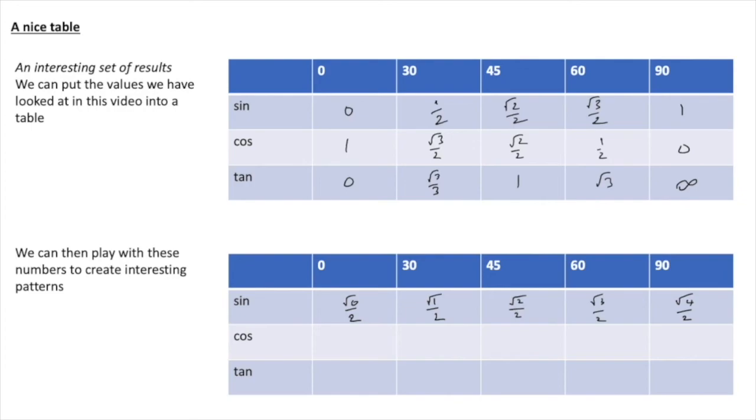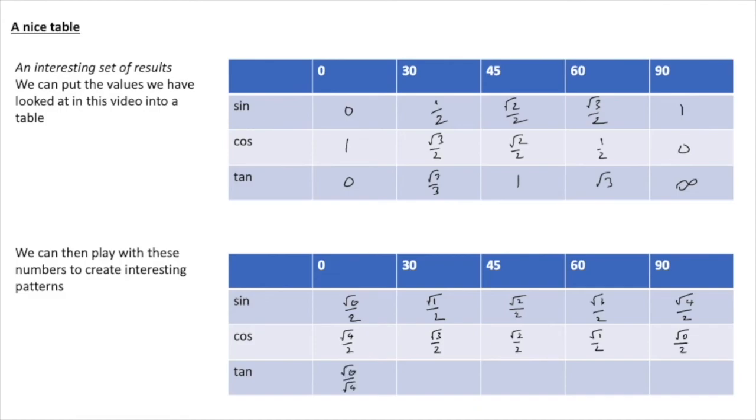So we have root 0 over 2, root 1 over 2, root 2 over 2, root 3 over 2, root 4 over 2. And this is included really as an interesting pattern or an interesting set of results, as it says on the screen, but it's another way of perhaps remembering them as well. Cos, of course, will be the reverse of that, as it was in the above table. For tan, we get a slightly different pattern.